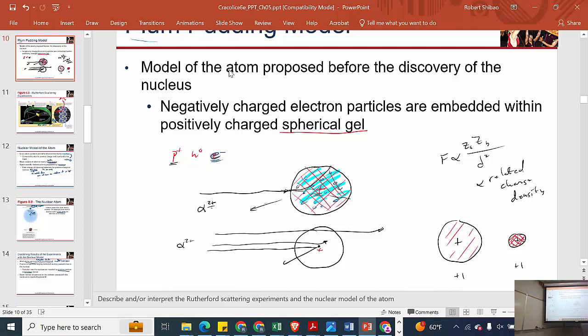And so the repulsions, if the positive charge is spread out over a large volume, like in the plum pudding model, are not going to be as great as when the positive charge is concentrated in an extremely small volume in the center of the atom.